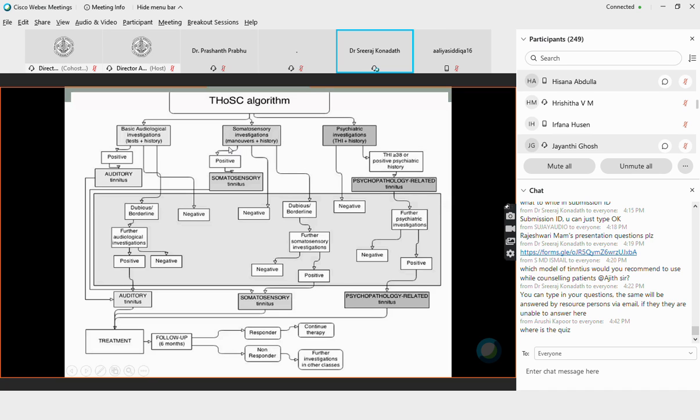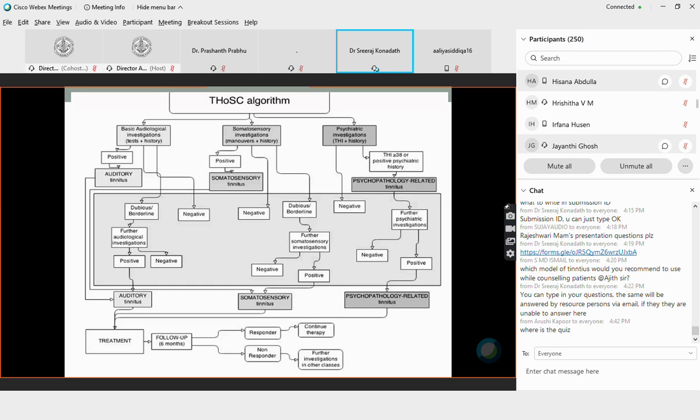And if you go for somatosensory investigations, that is basically movement of the jaw, opening of the mouth, turning of your neck, there are certain structured ways. You can just go search for THOSC. It is given in detail in that. And if you find that there is a change in the perception of tinnitus, it is considered as somatosensory tinnitus. So if it is somatosensory tinnitus, you have to follow that particular pattern of management.